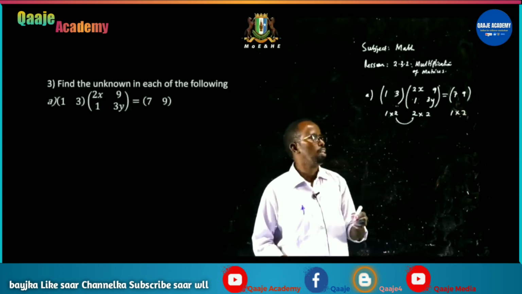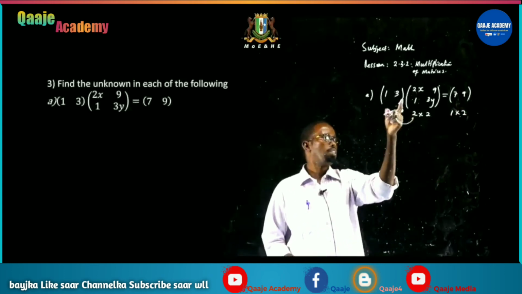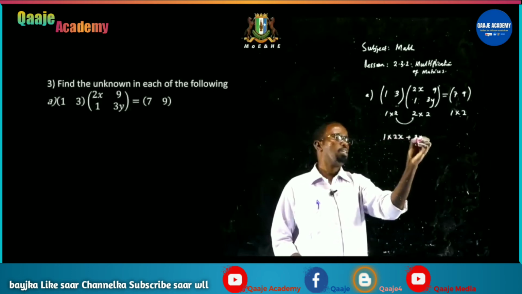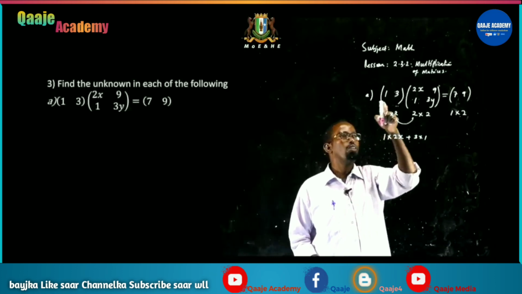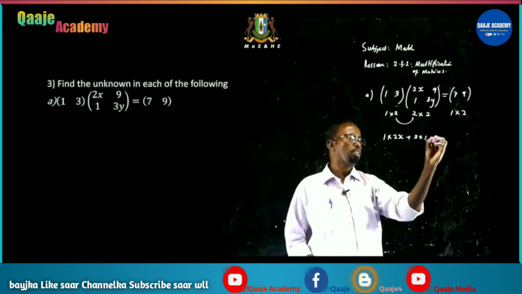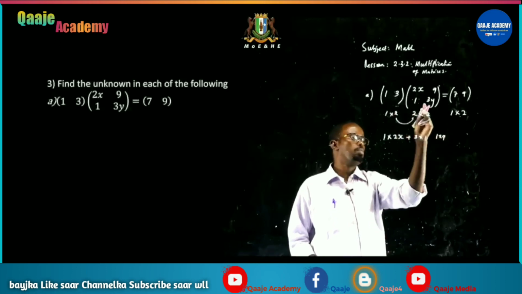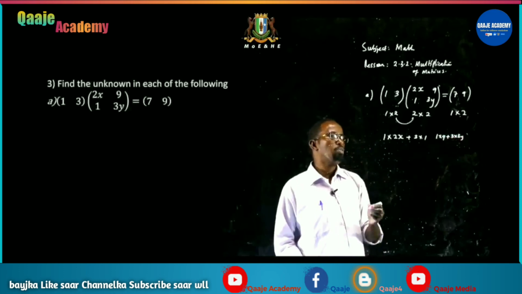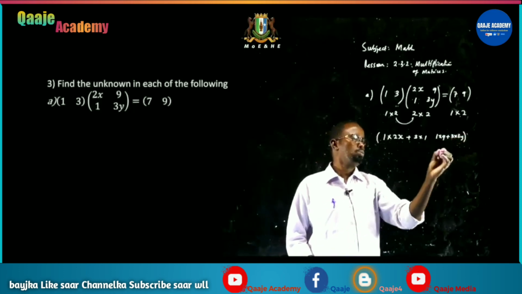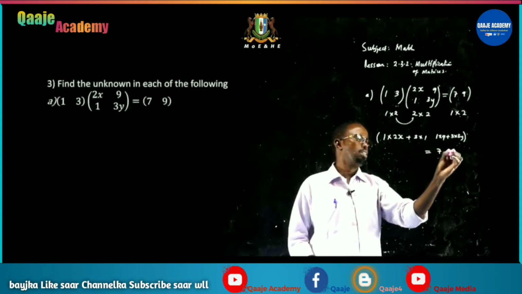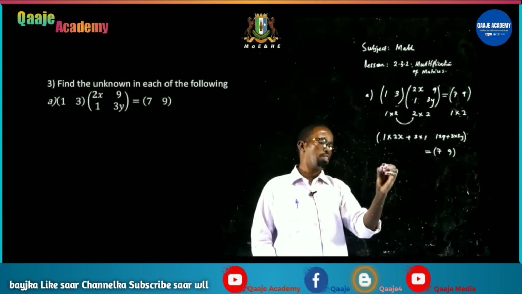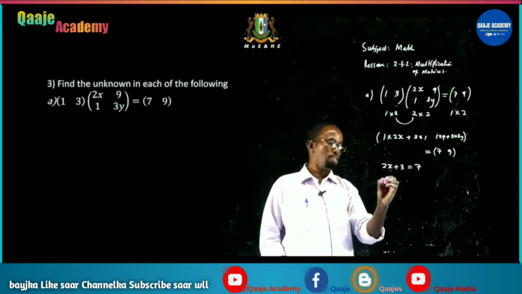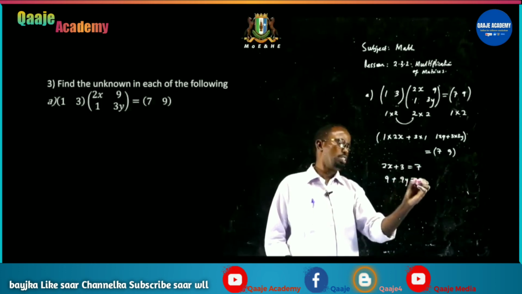So let's find the values of the unknown. 1 times 2x, and then 3 times 1. So 1 times 2x plus 3 times 1, and then 1 times 9 plus 3 times 3y. So these two will be equal to 7 and 9. Corresponding elements, you have 2x plus 3 is equal to 7. And then 9 plus 9y is equal to 9.